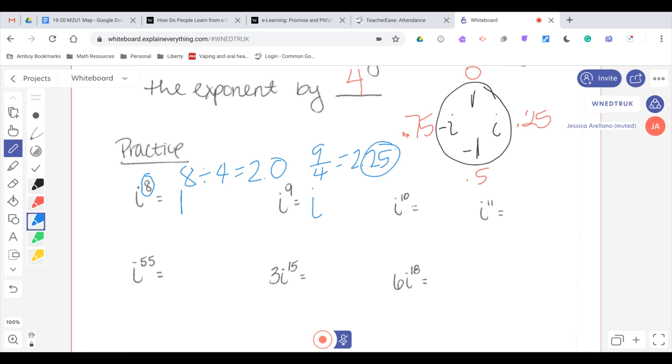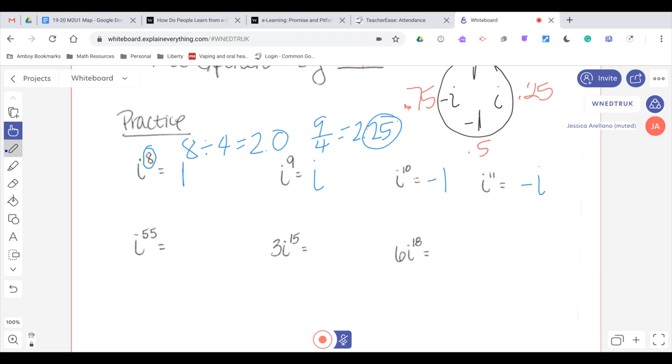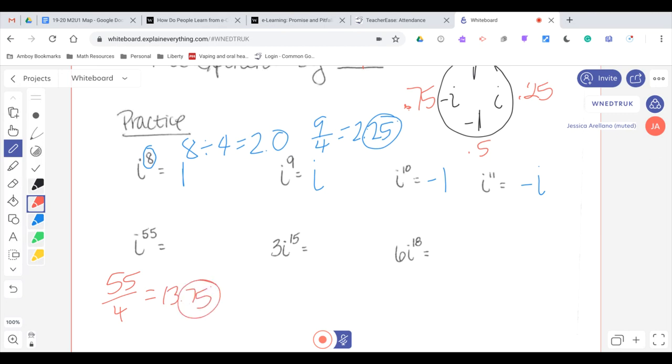If I go another one, 10 divided by 4, I end in a 0.5. So that tells me that this is equal to -1. 11 would get me to that 0.75, so this is -i. Now, none of those would have been terrible to count around the circle, but it's kind of annoying. If I move on to bigger numbers, 55 divided by 4, I get 13.75. So that 0.75 tells me I want a -i.